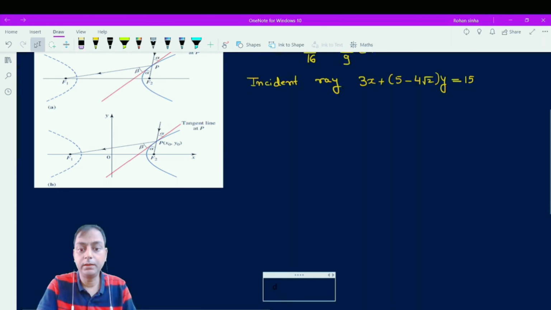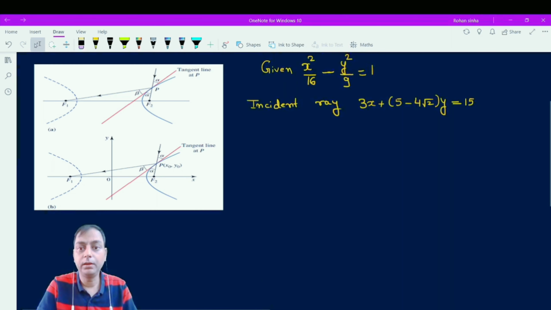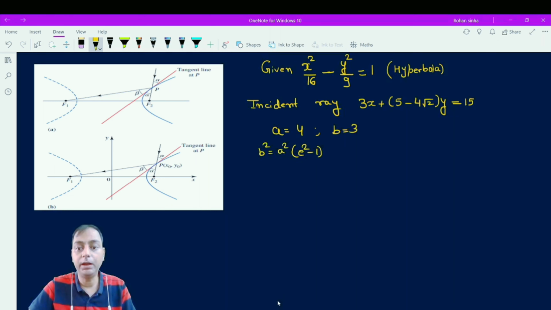Now what is given here? The equation of the hyperbola is x²/16 - y²/9 = 1, and this is our incident ray. Now what about the hyperbola? Comparing with x²/a² - y²/b² = 1, we find a = 4 and b = 3. So b² = a²(e² - 1). Solving, 9 = 16(e² - 1), so e = 5/4. So the eccentricity of the hyperbola is 5/4.